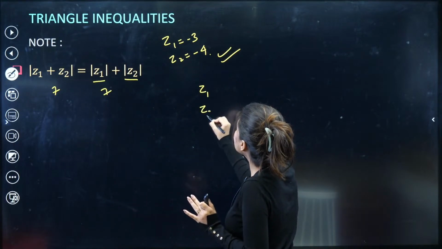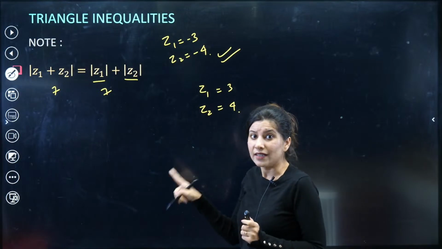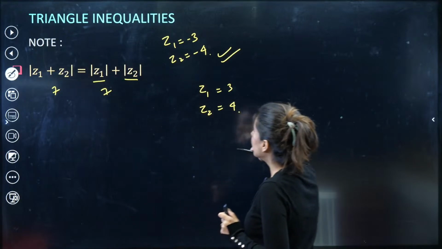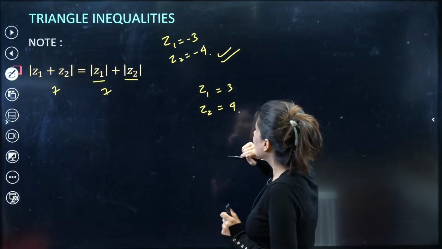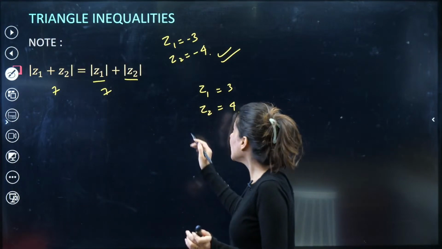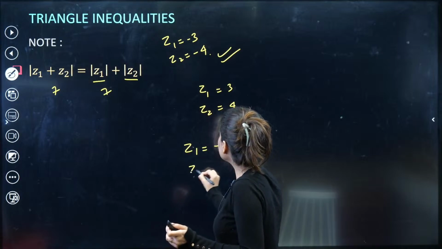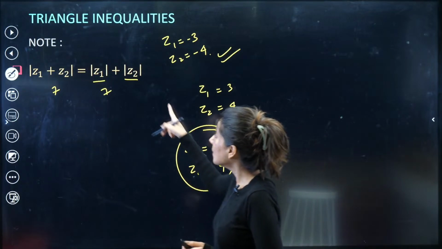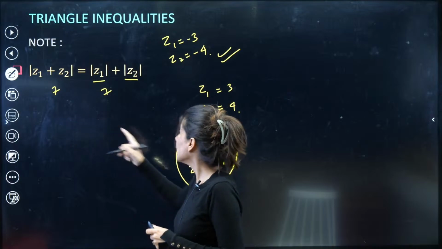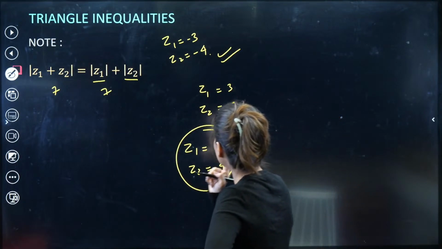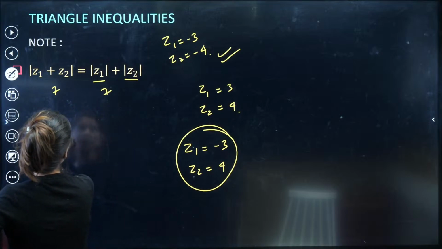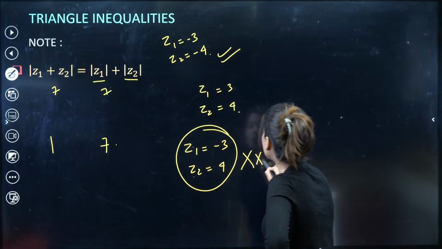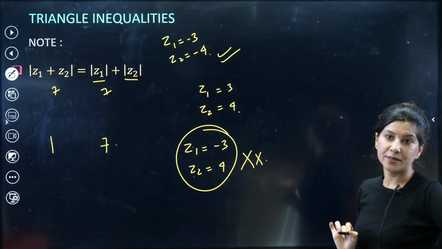What about if Z1 and Z2 are 3 and 4? Does my equality hold? Tell me, very easy. It is true. 3 plus 4, yes ma'am, absolutely it is holding. Now can I say that one is negative and one is positive? In this case, is my equality holding true or not? Now Z1 is minus 3, Z2 is 4. So the left hand side will become 1, but the right hand side is still 7. That means this is not at all possible.